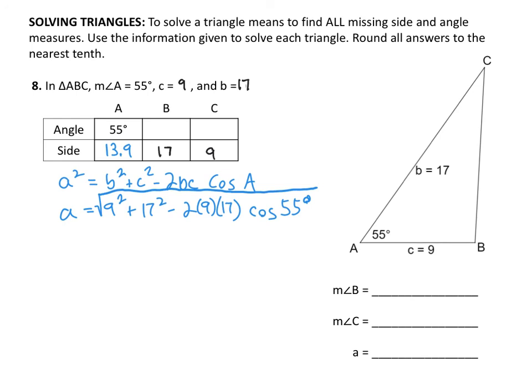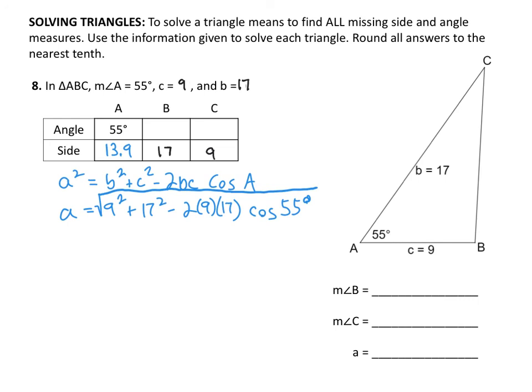I don't have to go back and find the answers for part A because everything that had B and C in it had the commutative property available to it. So it really didn't matter if I did b squared plus c squared or c squared plus b squared. They're going to give me the same solution either way. Same thing with 2 times bc is the same as 2 times cb. So I don't have to go back and fix A. It's not wrong. I'm just from here on out, B is going to be 17 and C is going to be 9. Okay, so let's find angle B.